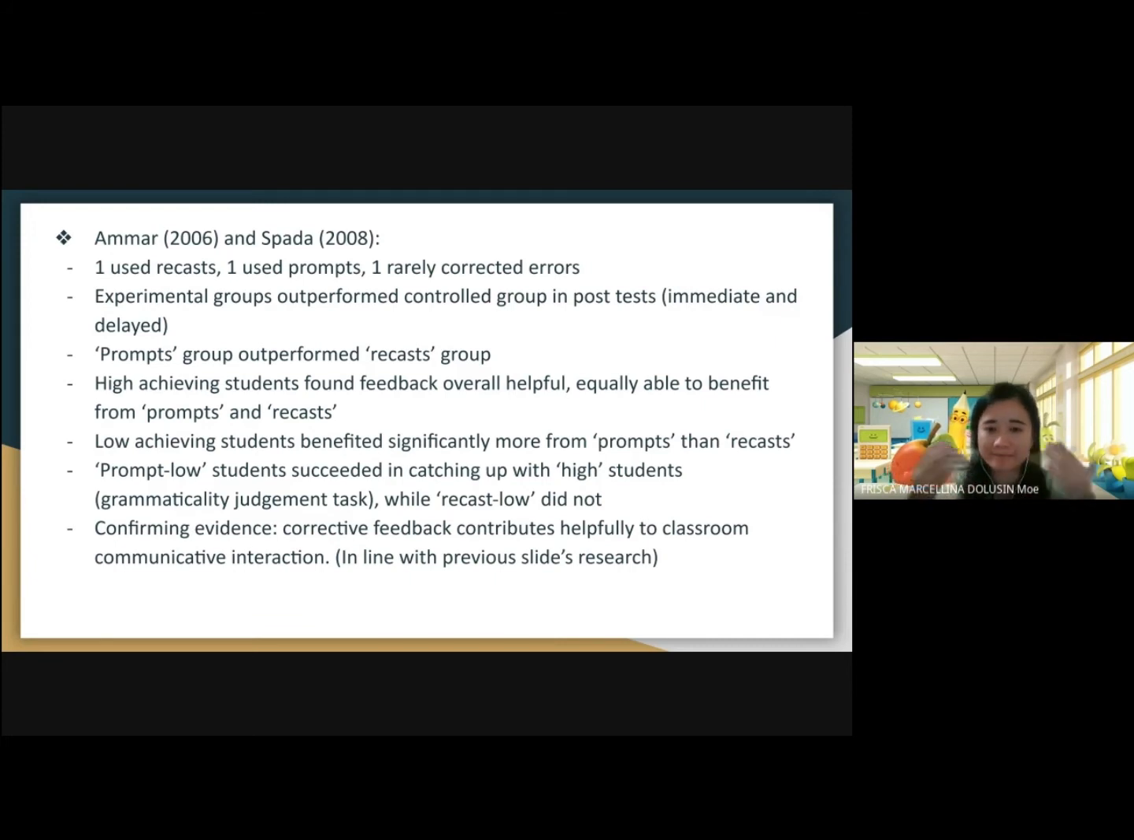But then it is more helpful to the low achieving students. For example, in this research by Ammar and Spada, low achieving students benefited significantly more from prompts than recasts. And then the low achieving students using prompts succeeded in catching up with the high students. High students means they are more proficient than the low students. Okay, so based on this research, we know that feedback is useful in helping students to develop their second language. Next.